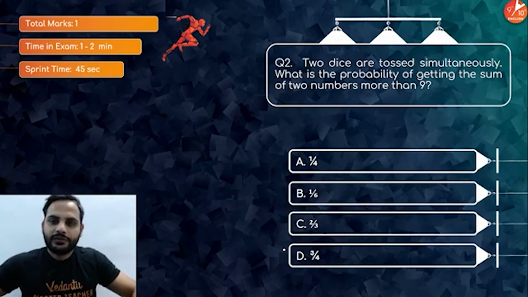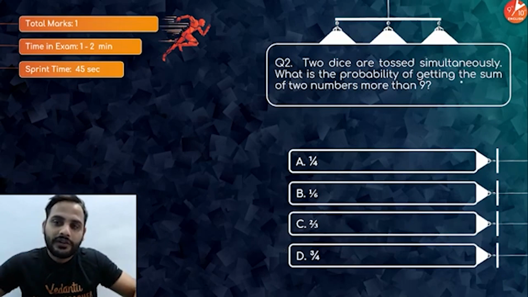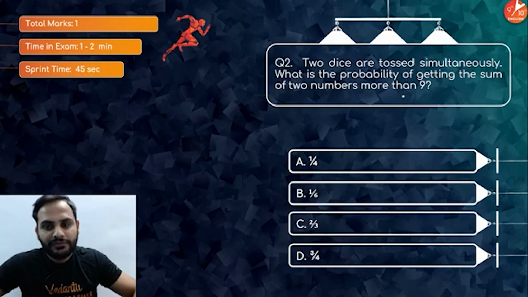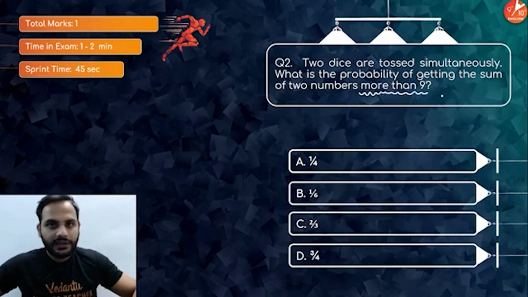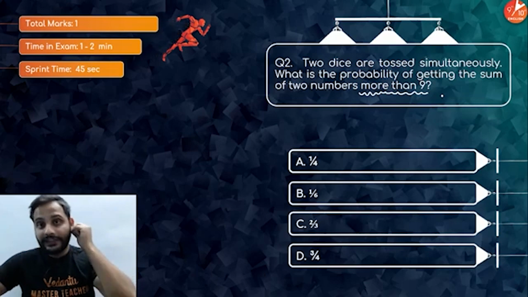Okay, so let's do this question. Pause this, solve this first, and then see the solution. Two dice are tossed simultaneously. What is the probability of getting the sum of two numbers more than 9? Please read this carefully. Sum of two numbers more than 9. It is not greater than or equal to 9. So 9 will not be allowed.